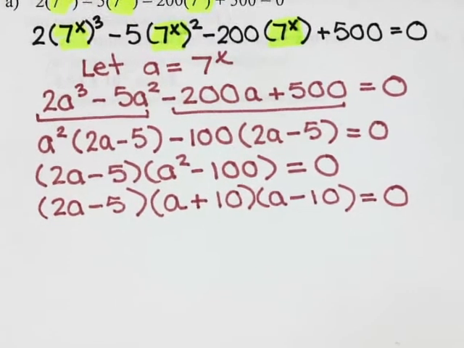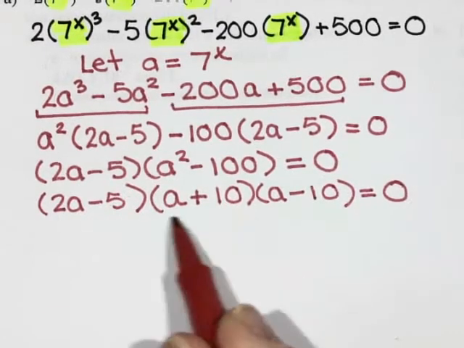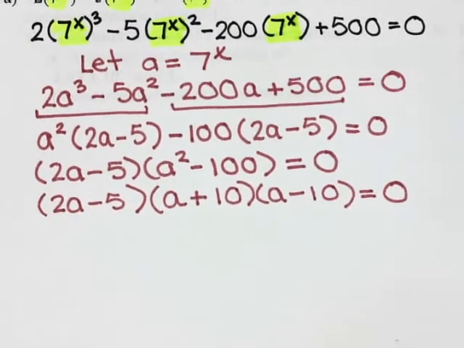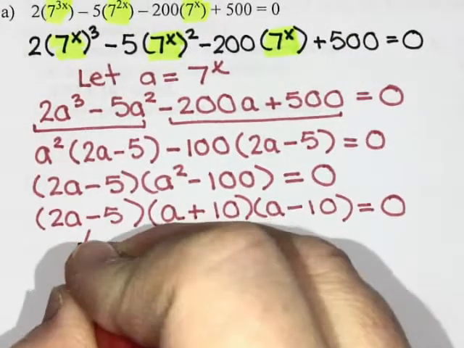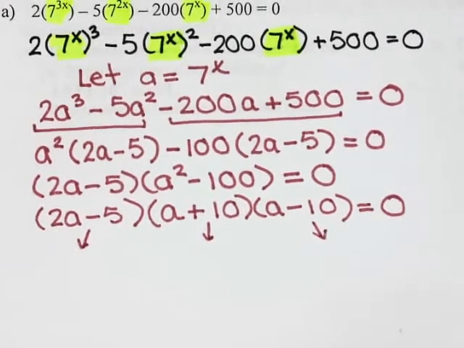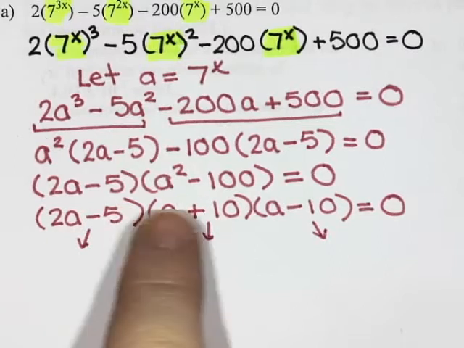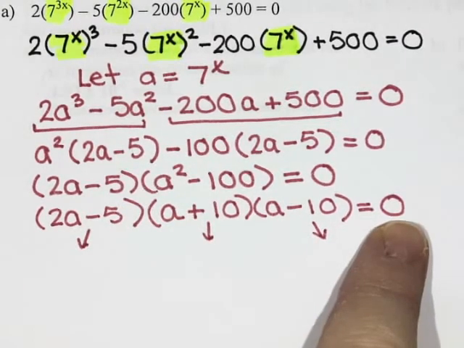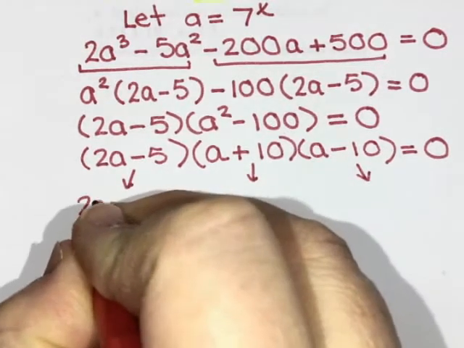So at this point, my equation is factored. I am multiplying three things together, and we are getting an answer of 0. So I can take each one of these and individually figure out what would make them 0, because if any single one of these is 0, 0 times anything is automatically 0. So 2a minus 5, I want to know what makes that equal 0.